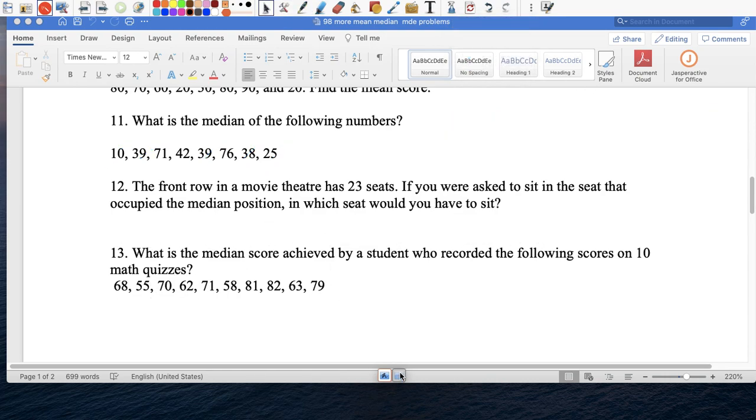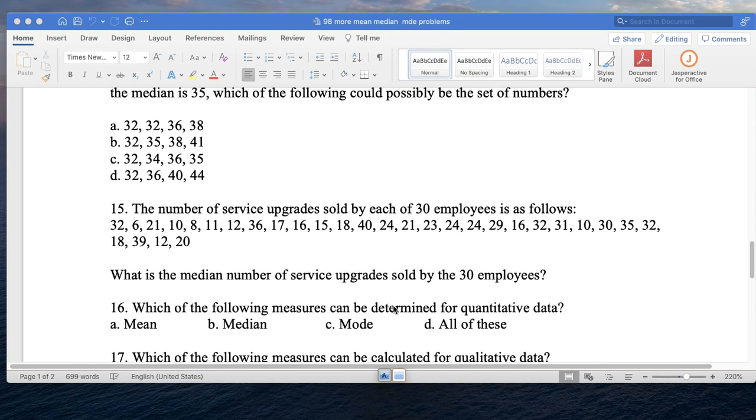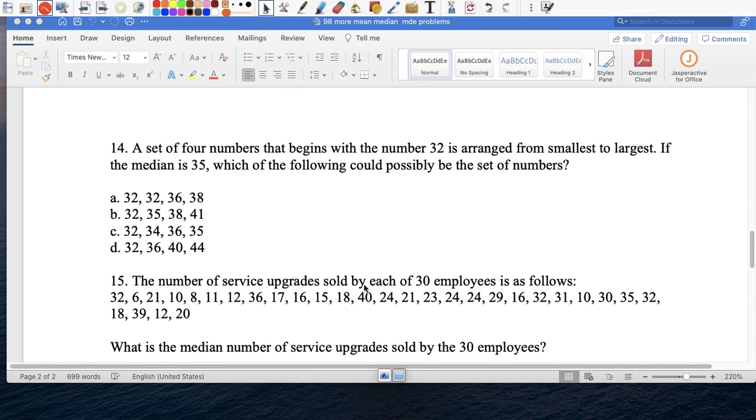Right. What time is it? I'm getting hungry.